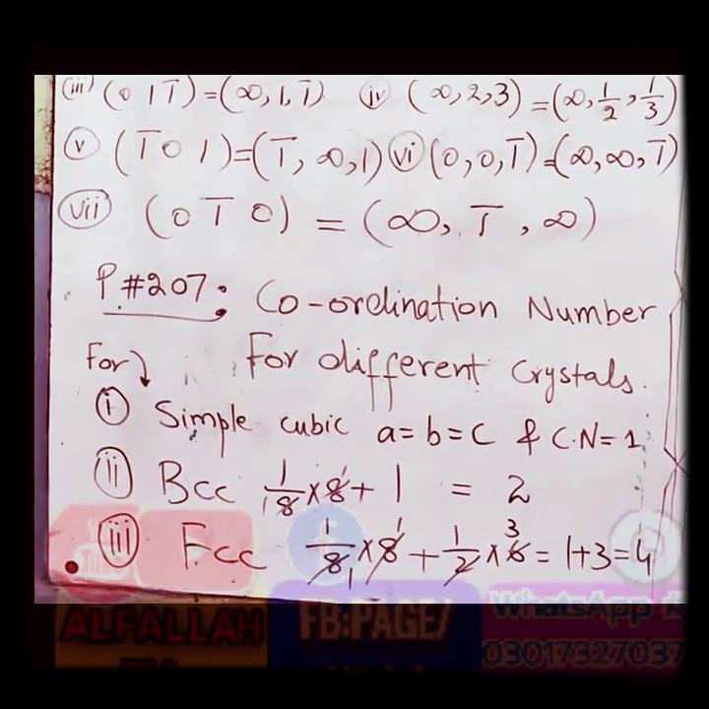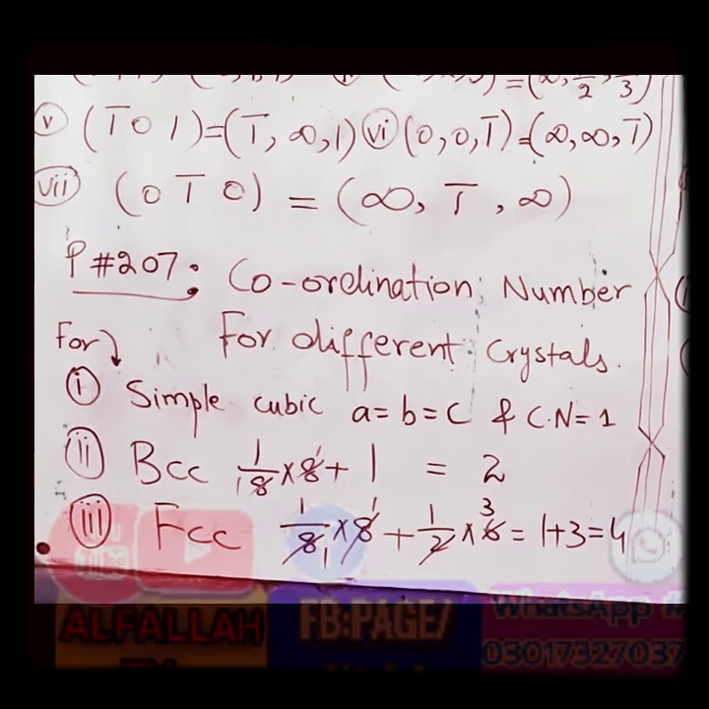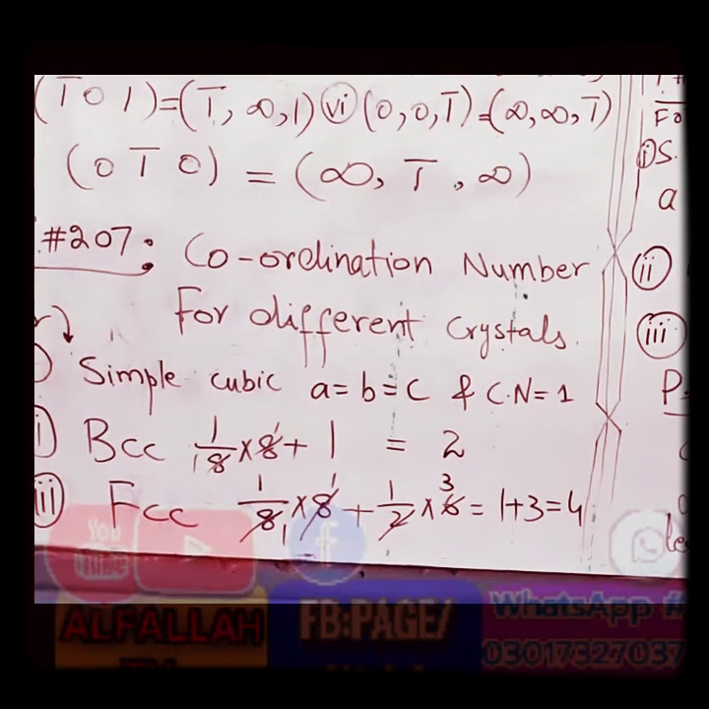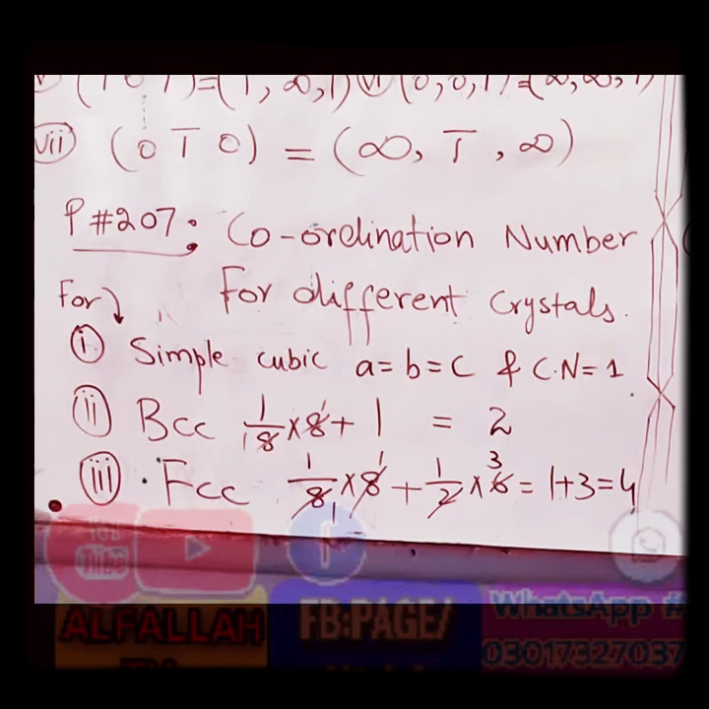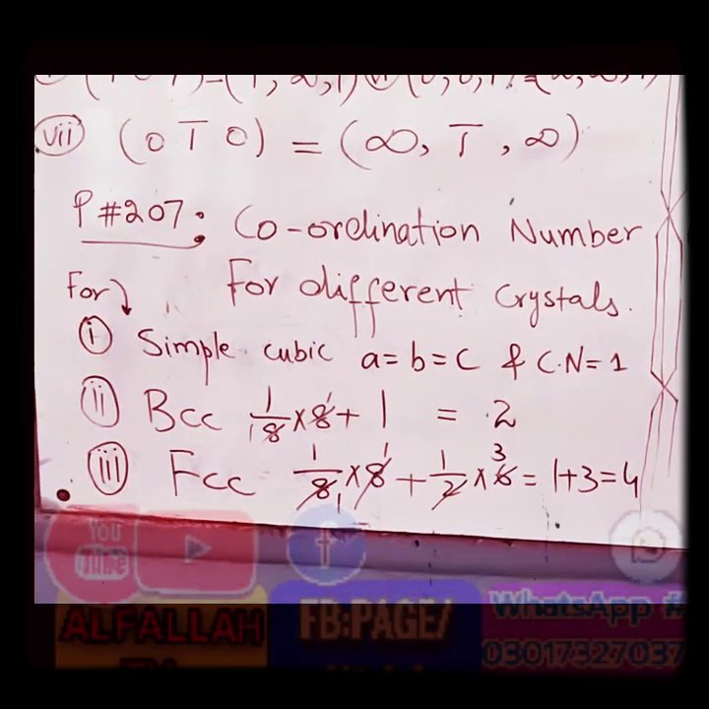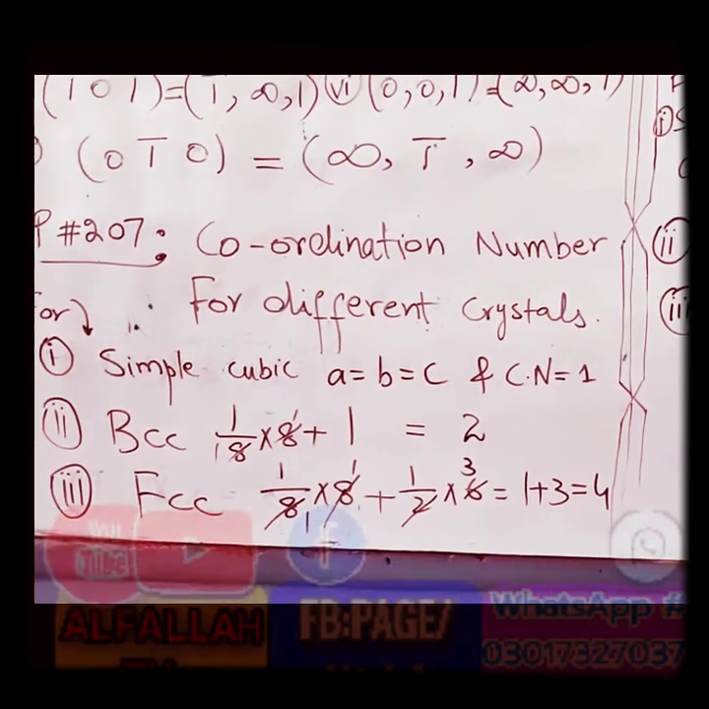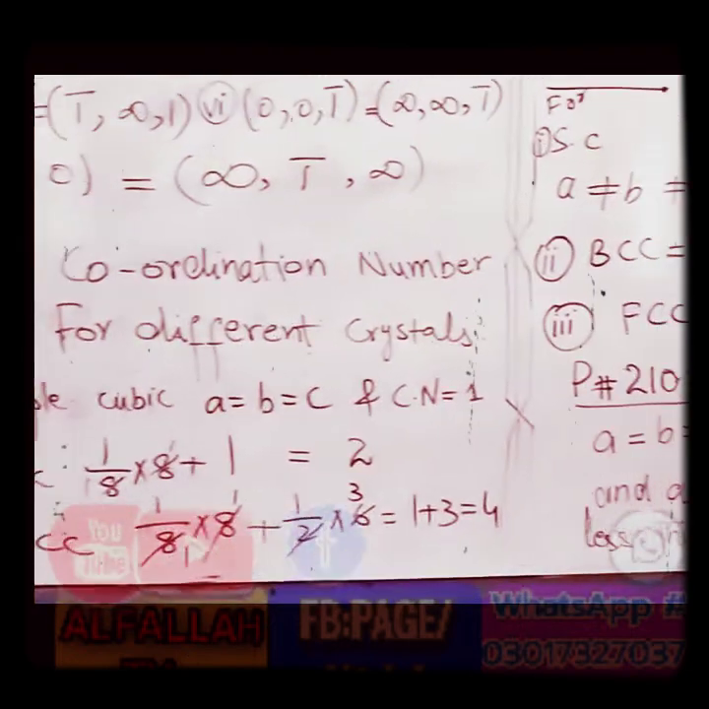Point number 207: the coordination numbers for different crystals are as follows. For simple cubic structures, A is equal to B is equal to C and the coordination number is equal to 1. For BCC, we can calculate 1 by 8 multiplied by 8 plus 1 is equal to 2. For FCC, 1 by 8 multiplied by 8 plus 1 by 2 multiplied by 6, we can calculate 1 plus 3 is equal to 4.